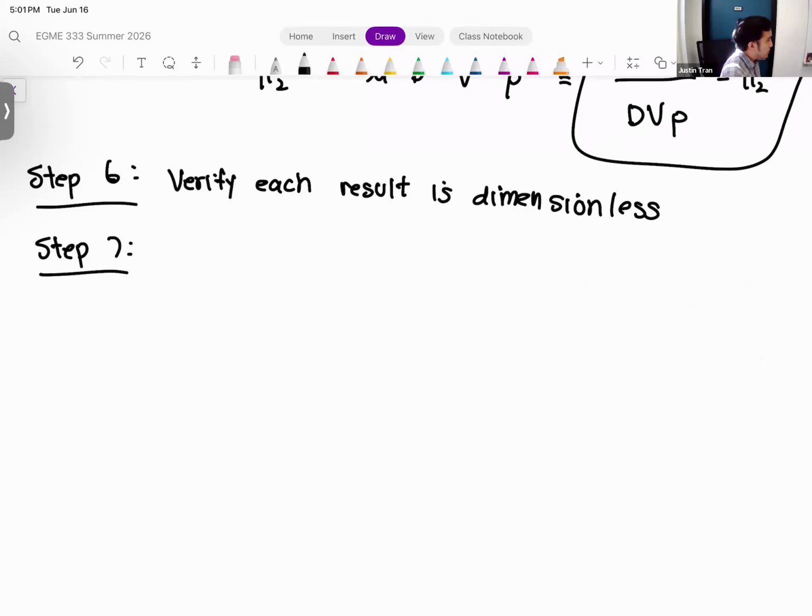And then finally, step 7. Step 7 is to form your final relationship. This part here is more just window dressing than anything, because we've already done the hard work of finding the pi terms. But if you were to actually use this in an experiment, and the last example that we'll go through today does go through how to actually use this in an experiment, this is how you would actually present it.